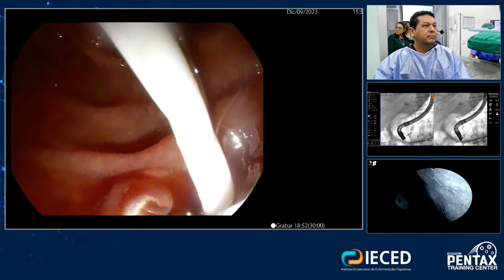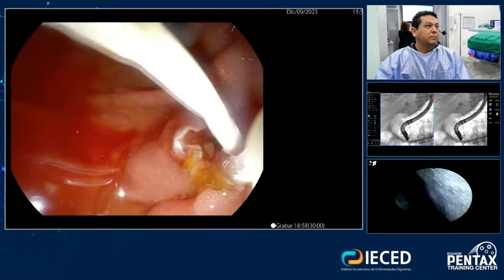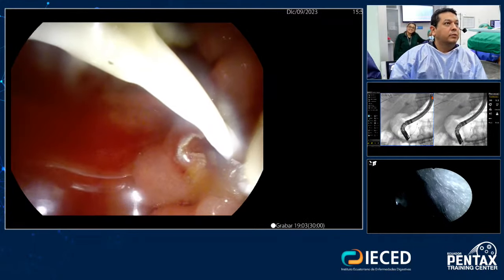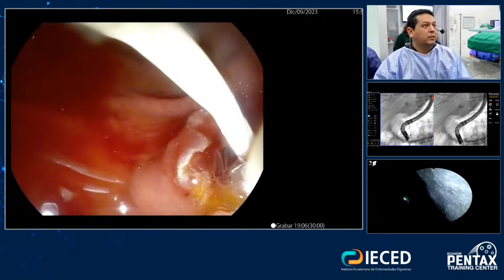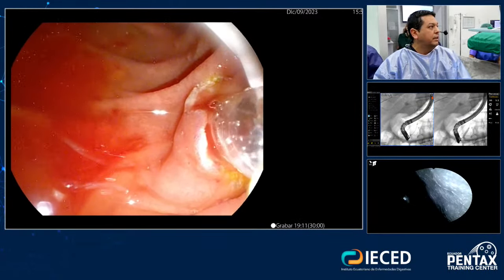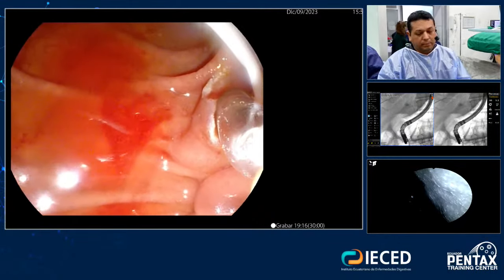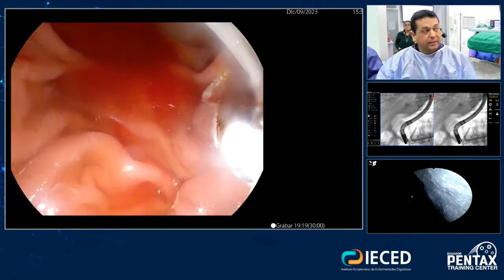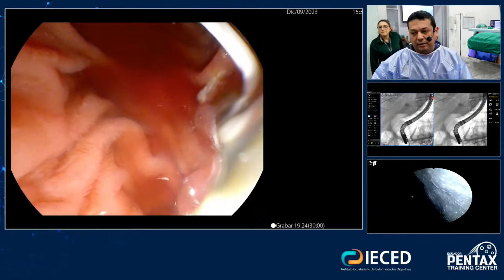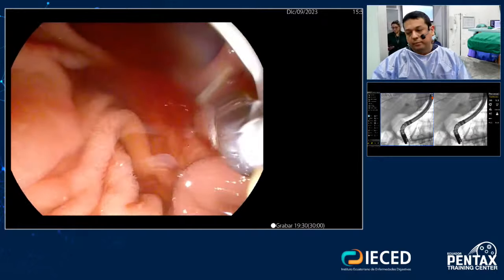Okay, dilata. So now we'll perform the dilation with the balloon. Dilata todo. You can see the stenosis there. Todo dilata. So we are doing a very good dilation. I have here the balloon and I will perform a dilation inside just to see if we can arrive to pass the 9 French cholangioscope.